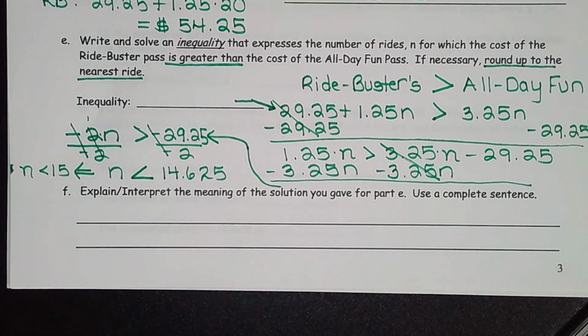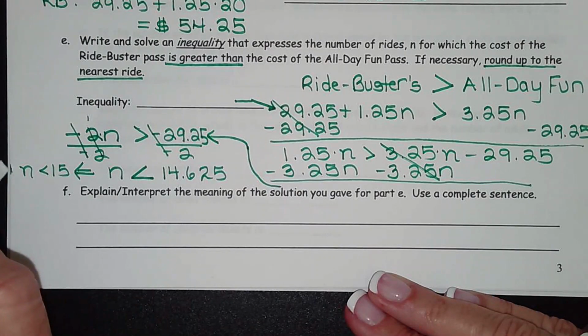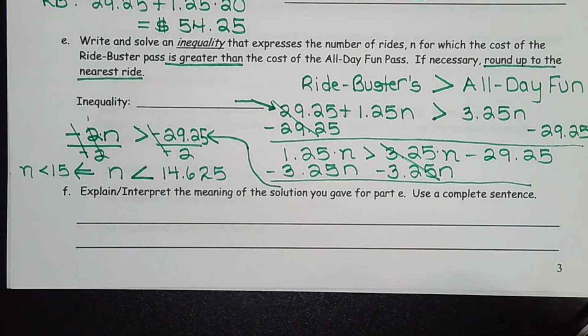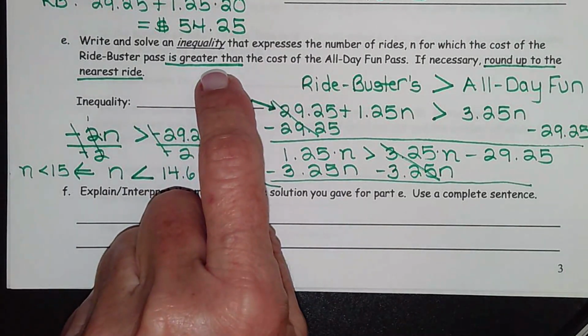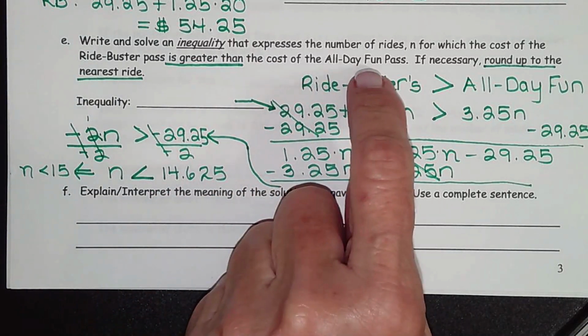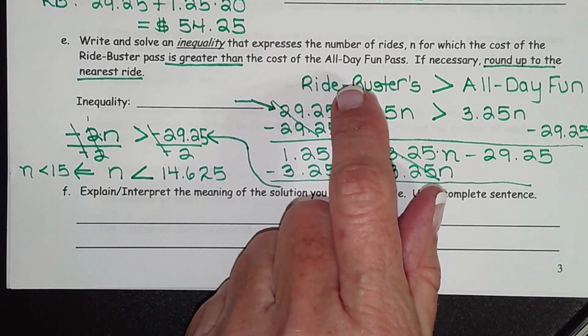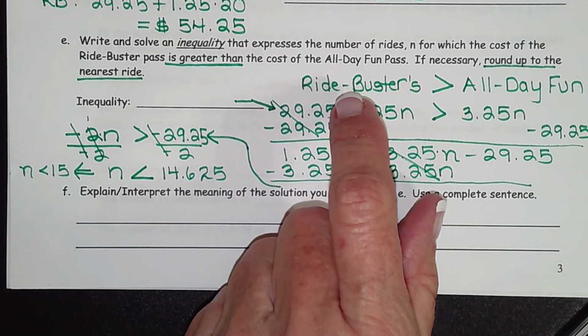So this is the hardest part for students, the next part. You have to interpret what that means. And I always give students a hint in class: when you have a problem like this, use the wording from the original problem to help you. So the Ride Buster Pass will cost more than the all-day pass.